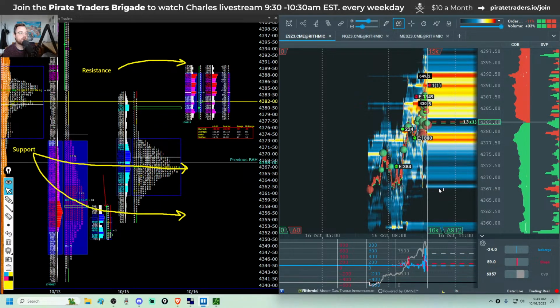Yeah, it does feel like we're going to come back for that overnight high. So I really trust this support down here around the overnight low. That should hold to come back and test it again.